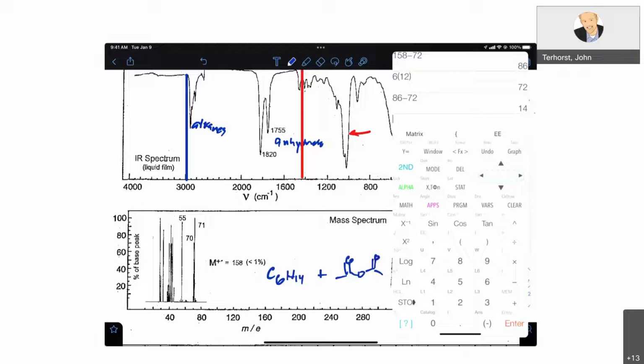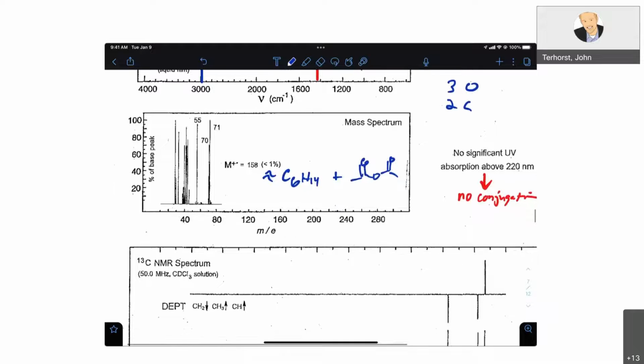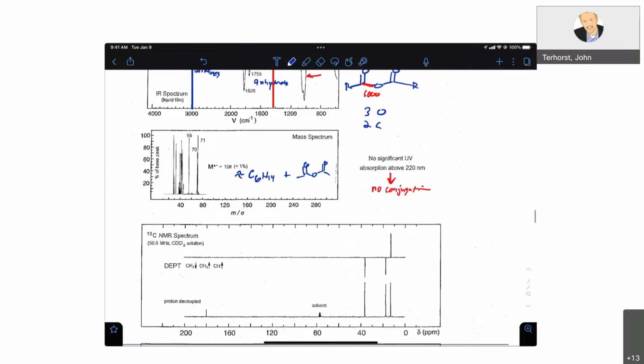I'm not even going to worry about the 71 and the 70 and the 55 right now. If it matters or if I need more information, I might go back later and try to decipher that. But for now, I know that I've got about 6 carbons that I need to use. Now, maybe there's an oxygen in there. Sometimes different combinations of C's and O's can add up to the same things. So it's ballpark about 6 carbons and about 14 hydrogens worth of mass. So that helps a little bit.